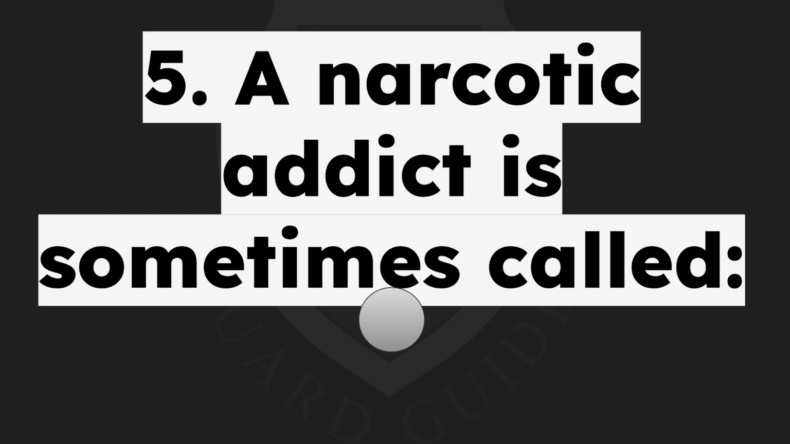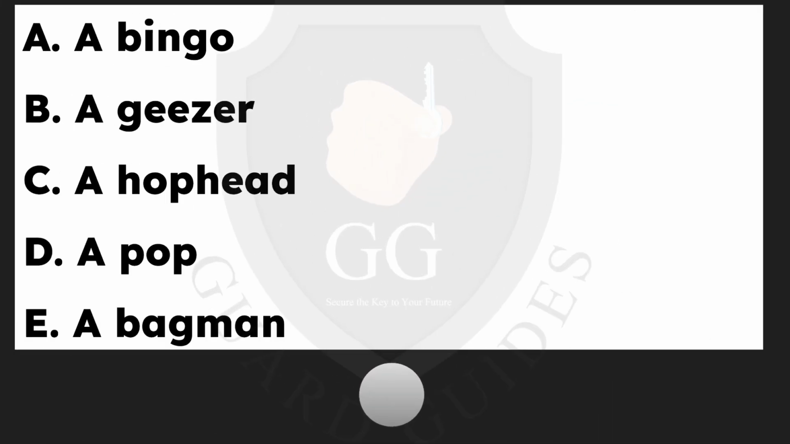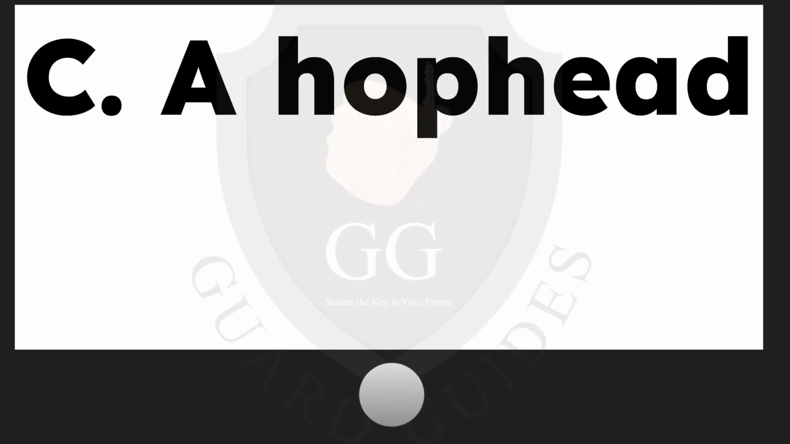Number 5. A narcotic addict is sometimes called A. A bingo. B. A geezer. C. A hophead. D. A pop. E. A bagman. The answer is C. A hophead, and this will of course change with regional distinctions and variations.